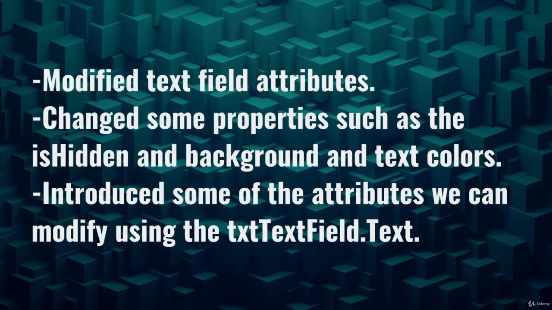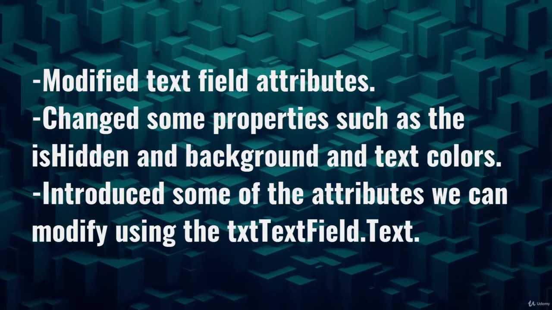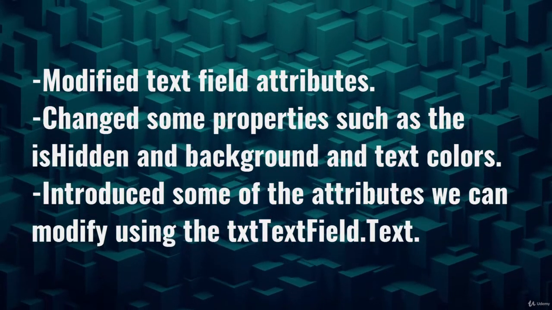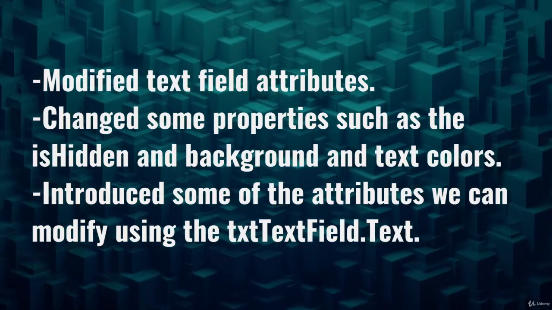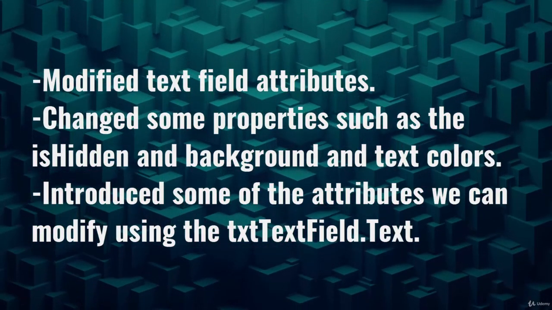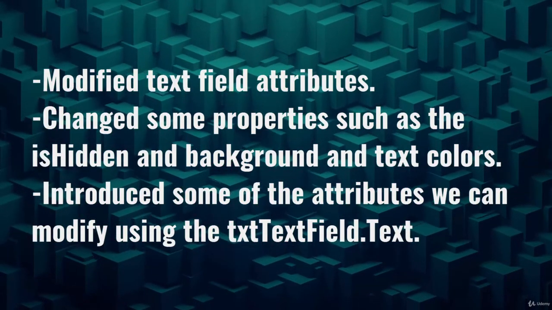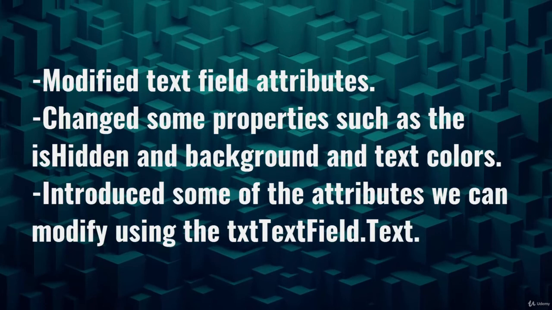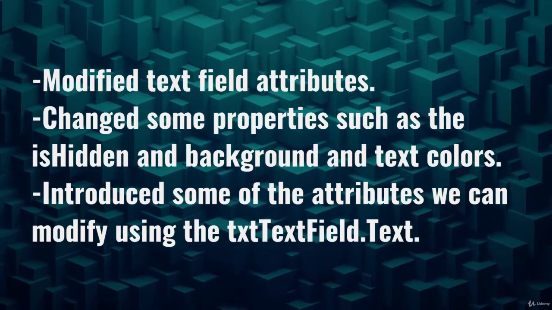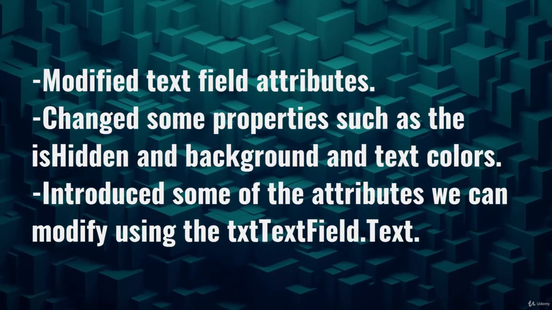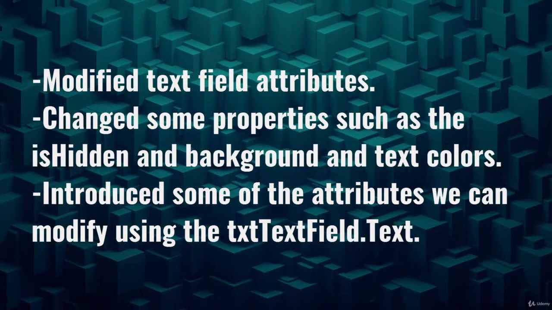So in this part, we just modified some of the text field attributes using the code itself. So we called our txt text field dot, and then had a huge list of functions and attributes that we could change. So we just changed some of the common ones, such as the is hidden value and the background and text colors as well. These are some of the more commonly used attributes that will change throughout the code. But there are many, many more that we didn't go over. I think it's up to you to go in and explore some of the other options and see how they work for yourself.